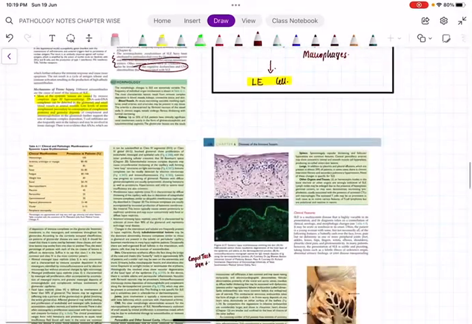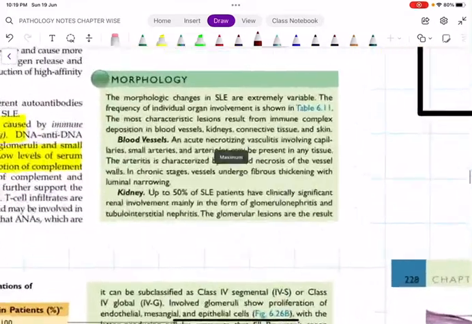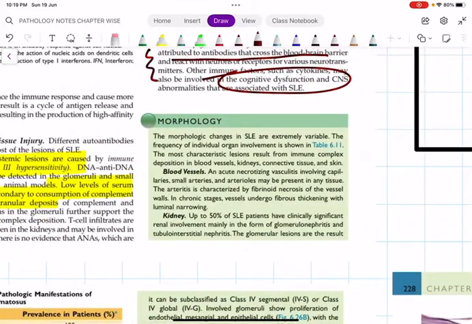Next, we are going to study the morphology. I told you, systemic lupus erythematosus is a systemic disease, so all systems will be affected. We are going to see what happens in each of the systems in detail. Out of that, lupus nephritis and its classification, various classes, is of extreme importance, which can be asked as a short note question.